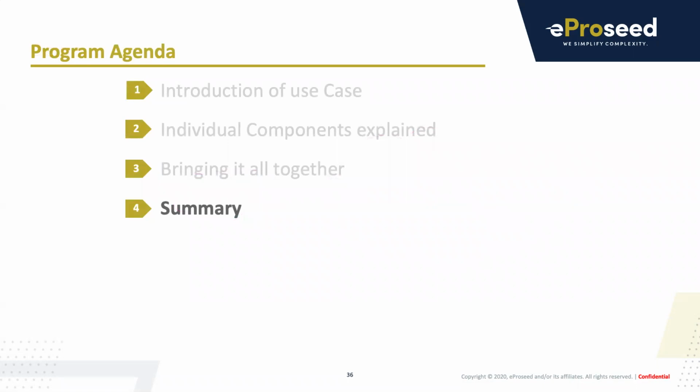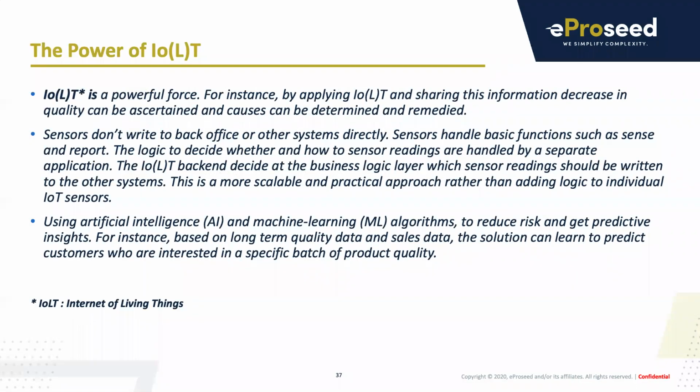So to summarize it, I mean, we started a bit late, so I should have a couple of minutes left. Internet of Living Things is very powerful to share information about quality, but also to check quality, to check crop height, to check environments. And you don't really write directly to your back office or other systems. You just handle the data, process the data, and from there work with it.